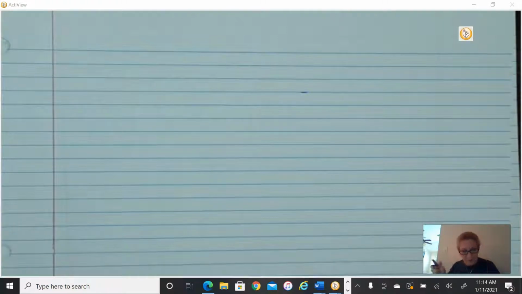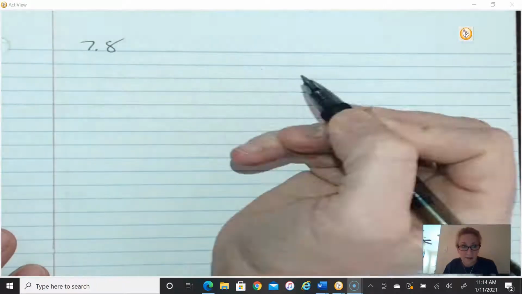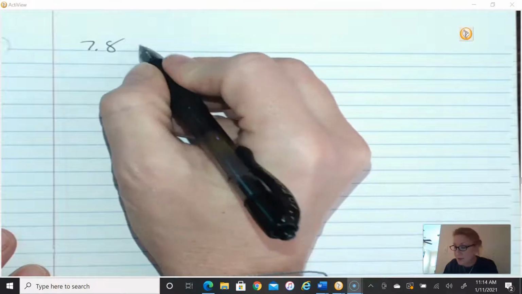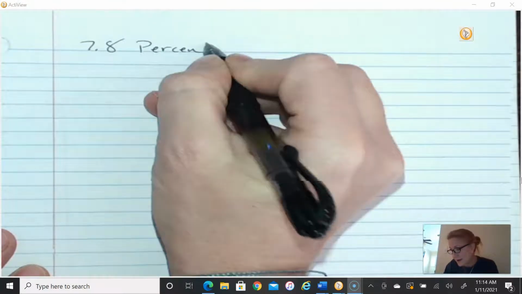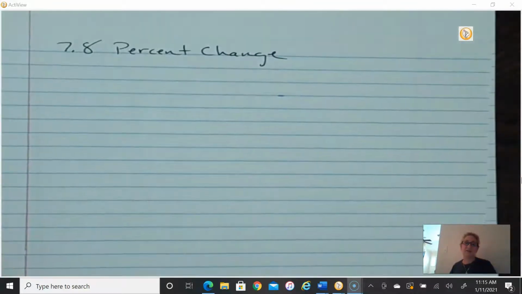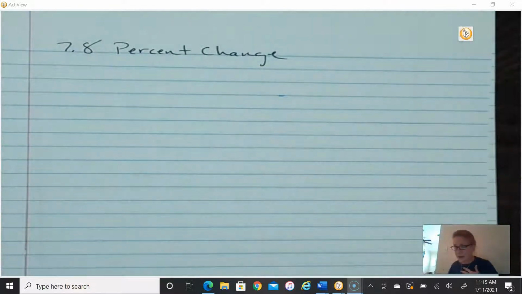But anyway, 7.8, we're going to go ahead and get started so that y'all can get started and hopefully not have homework. So today you're doing 7.8, percent change. I actually like this one. It's not difficult or anything. In my opinion, it's pretty straightforward, and I'm going to give you some examples. It works well in the real world when you're talking about business and making good decisions.